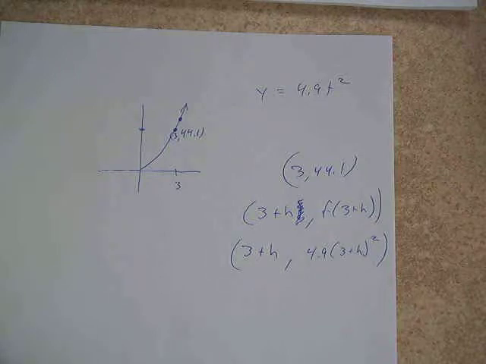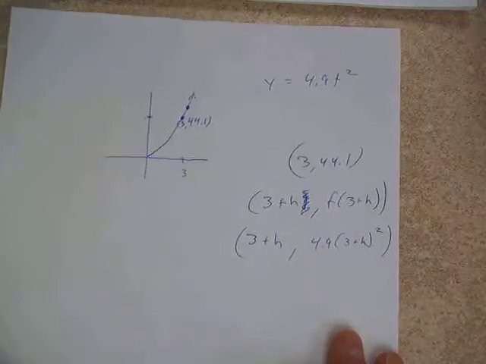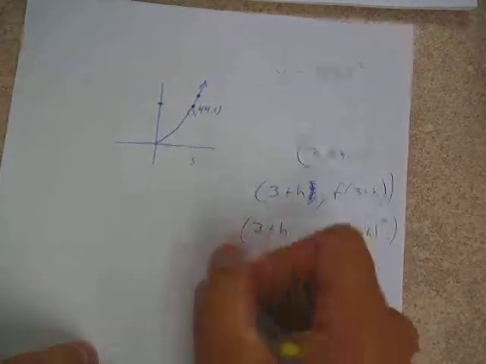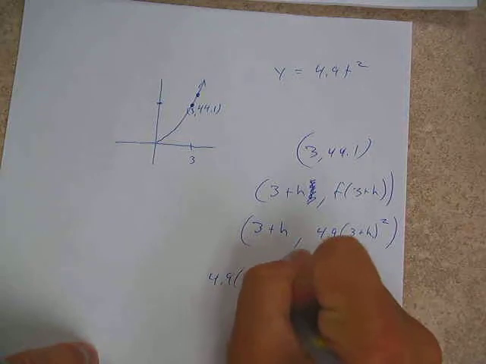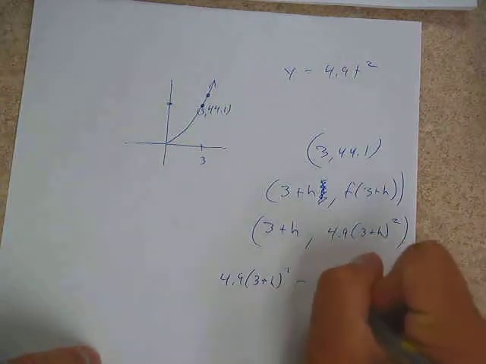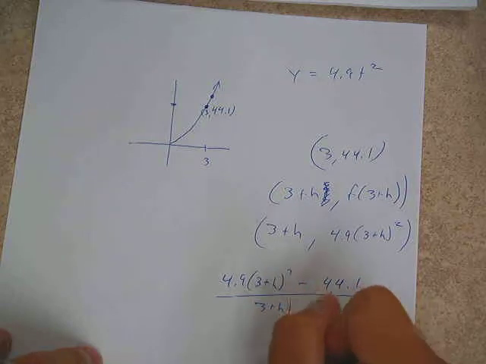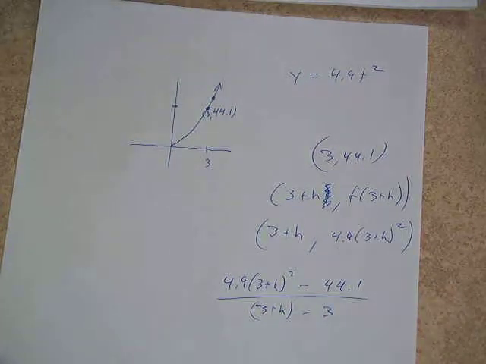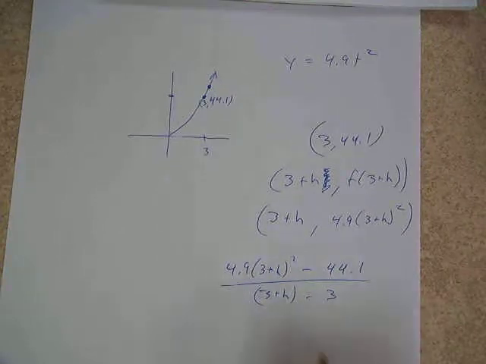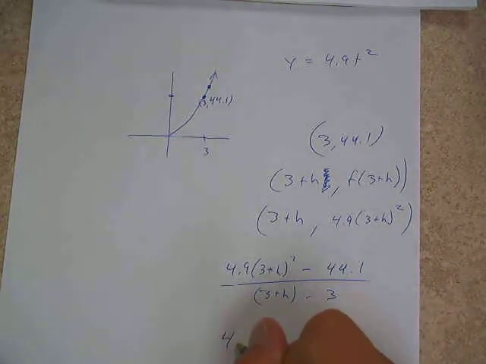So help me with this part. Particularly our f is 4.9t squared. So that means I'm going to write what? 4.9 times (3 plus h) squared. And is it ever going to be right if I don't put parentheses around 3 plus h? So we need to have that. All right, questions on how to get the 2 points in question?